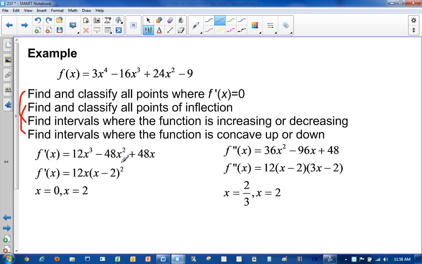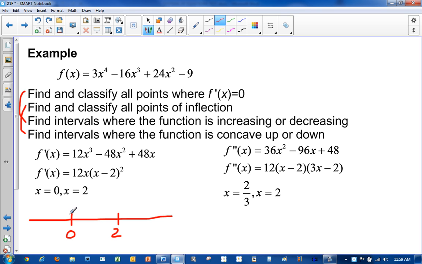12x cubed minus 48x squared plus 48x. If I factor that, I get 12x times (x minus 2) all squared. So there are two x's where the first derivative is 0, x equals 0 and x equals 2. So here's what I'm going to do. Here are the 2 points where the first derivative is equal to 0.